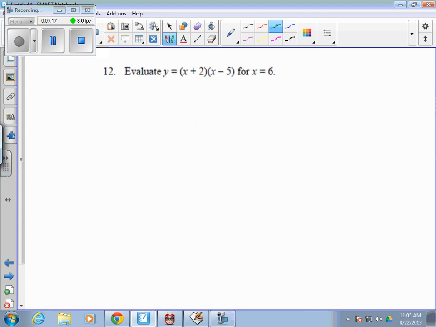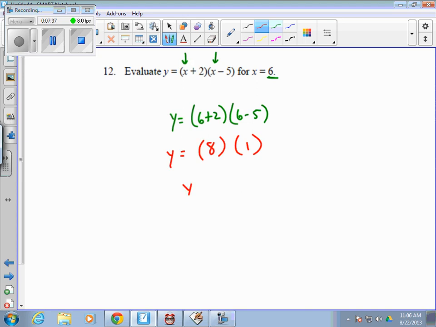12 says evaluate y equals x plus 2 times x minus 5 when x's value is 6. So in both of those places, we're going to plug in 6. Y equals 6 plus 2 times 6 minus 5. You do what's inside parentheses first. 6 plus 2 is 8. And 6 minus 5 is 1. Y equals 8 times 1. Y's value in this case is 8.